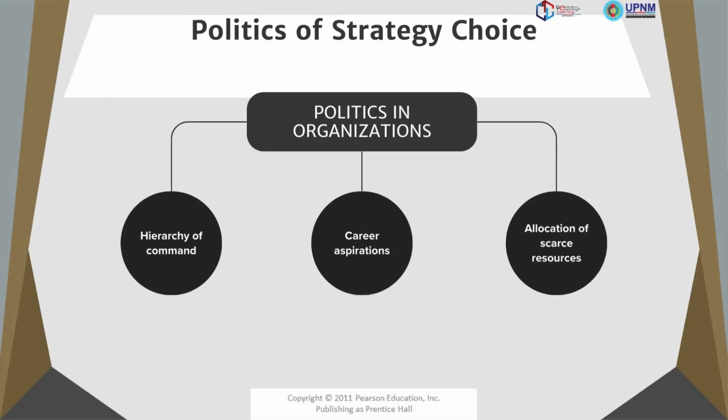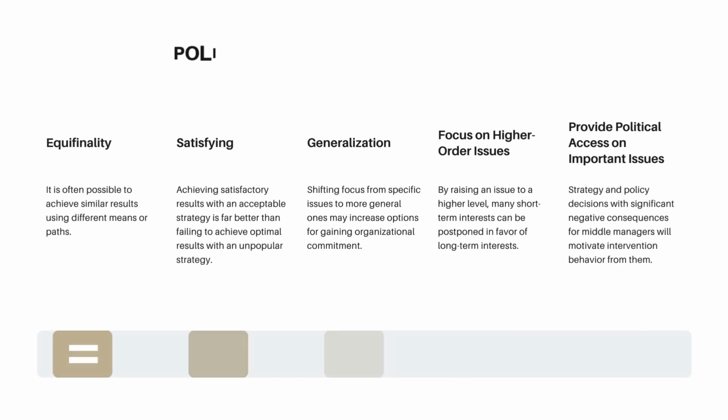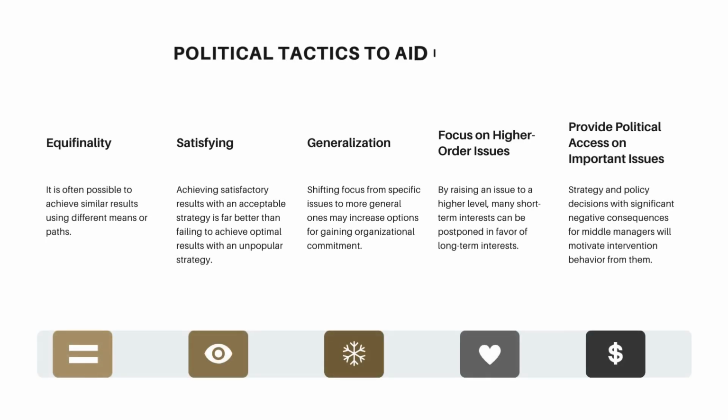Here are the politics of strategy choice. Politics in organizations are divided into three: hierarchy of command, career aspirations, allocation of scarce resources. Political tactics to aid in strategy. Equifinality: it is often possible to achieve similar results using different means or paths.